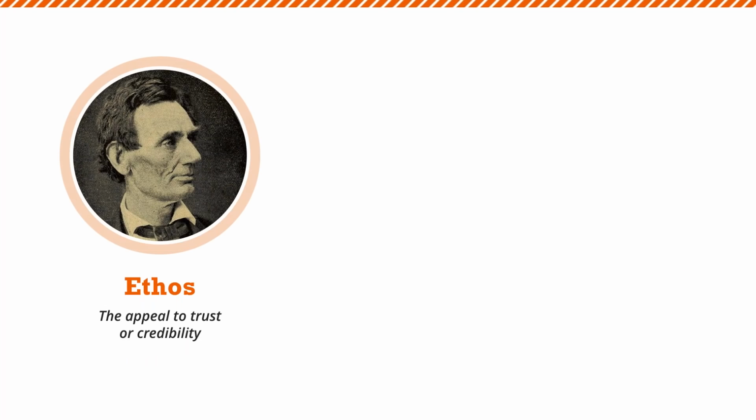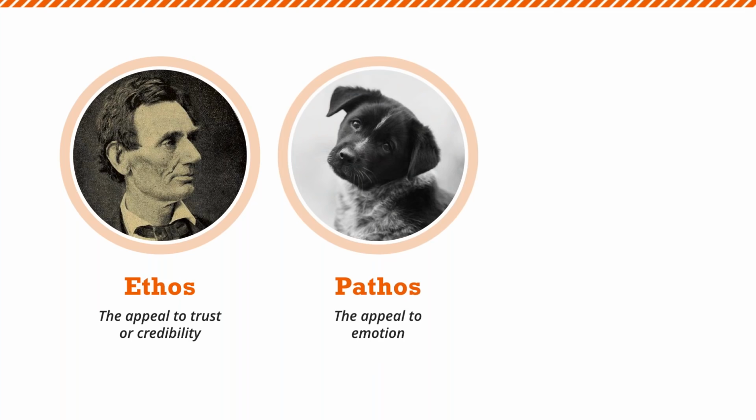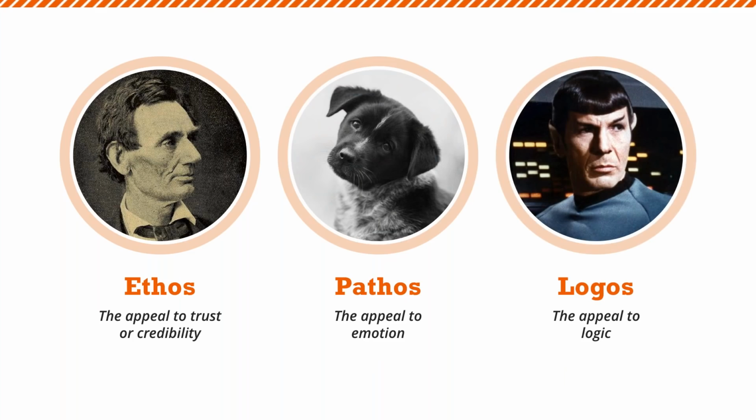And those are ethos, which is the appeal to trust or credibility when trying to persuade somebody of something. Then we have pathos, however you want to pronounce that, which is the appeal to emotion. And then finally we have logos, which is the appeal to logic.